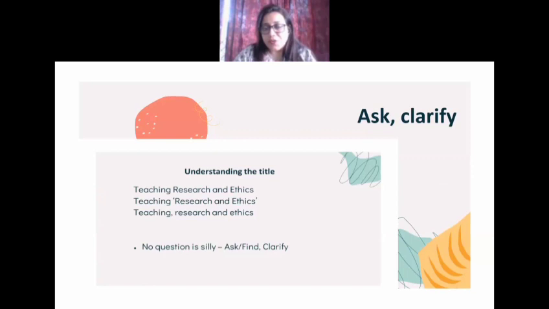Research and ethics linked together need not come to the mind of the person initially. Teaching, comma, research and ethics. It could mean teaching methods, research and ethics.